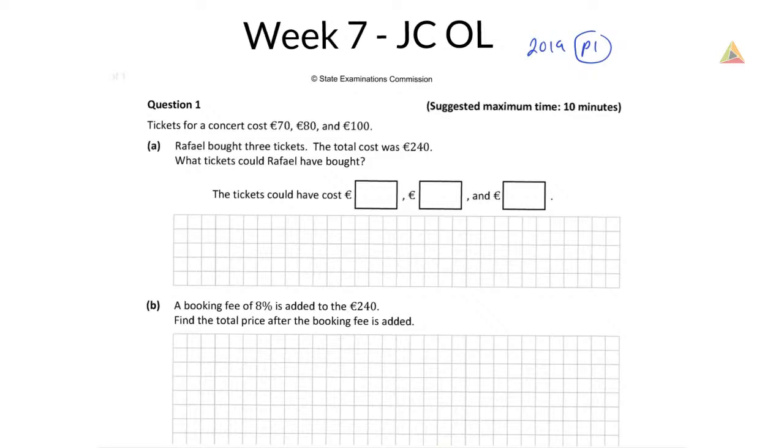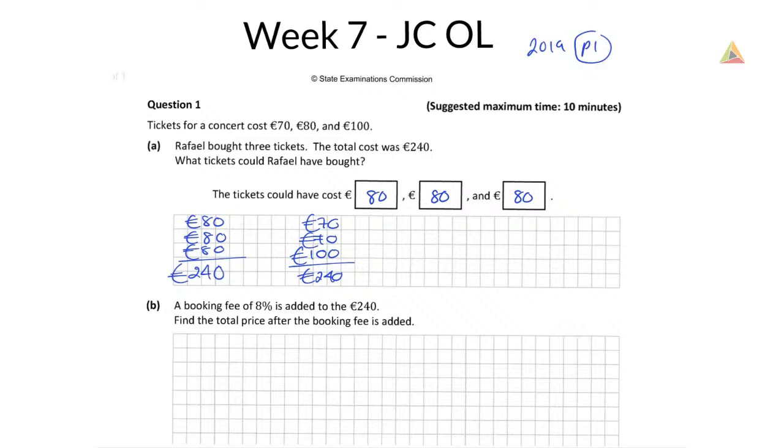So here we need to add a couple of the costs together and see what combination will add to give you €240. So if we tried adding €80 plus €80 plus €80, that will give you 240. So that's one combination. Another combination we could try is €70 plus €70, which is 140. 140 plus 100 will give you 240. So either of those combinations would work. So I'm going to just put down 80 plus 80 plus 80.